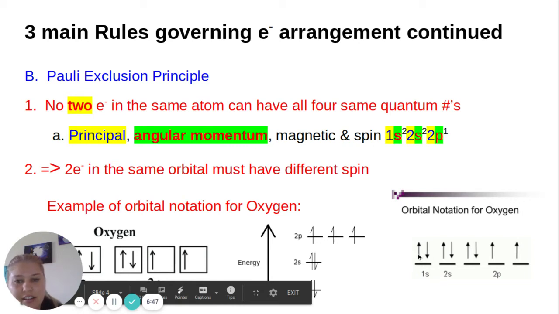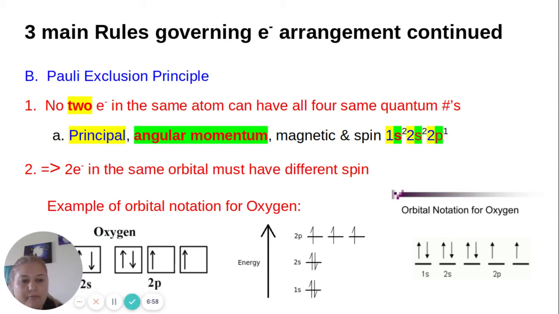The different directions here are the Pauli exclusion principle. If these both had an upward spin, if it was two arrows pointing up, you would be defying Pauli exclusion because those two electrons would have the same four quantum numbers.